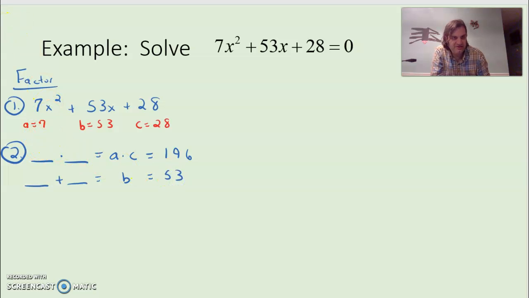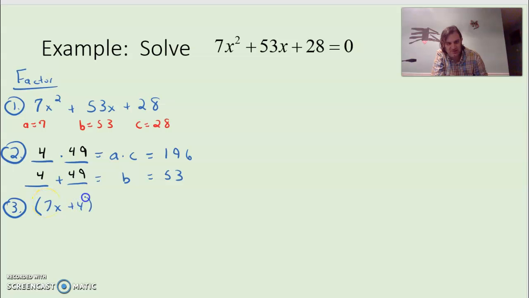I did this earlier. You can do it with your calculator, but the two numbers that work are 4 and 49. Use your calculator to find this combination. A little trial and error is okay. But we will put that back together. So put our A in both factors. So 7x plus 4 and 7x plus 49. We put too much in.